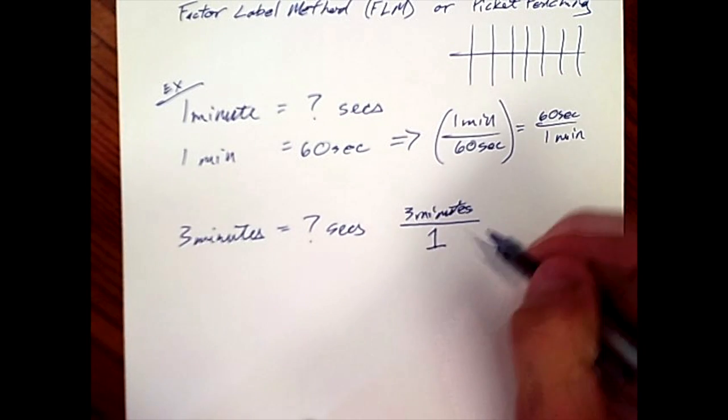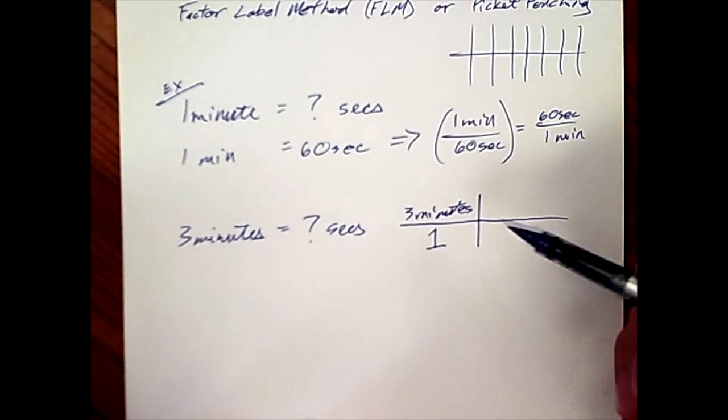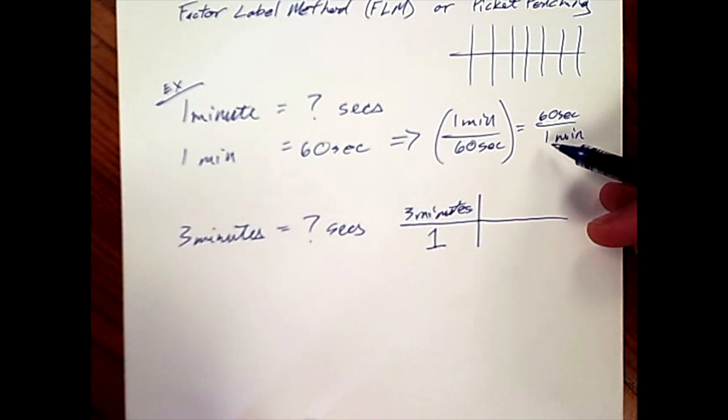After I have my given, I bracket it off, and then I think of this as an extension of more terms that are going to go out across. In this particular example, we're only going to do it once, but the idea with picket fencing in dimensional analysis is that I can do as many as I want. I can go to minutes, hours, days, and so forth, all in the same string. The only challenge is making sure that I utilize the factor of 1 correctly so that I get something that makes sense.